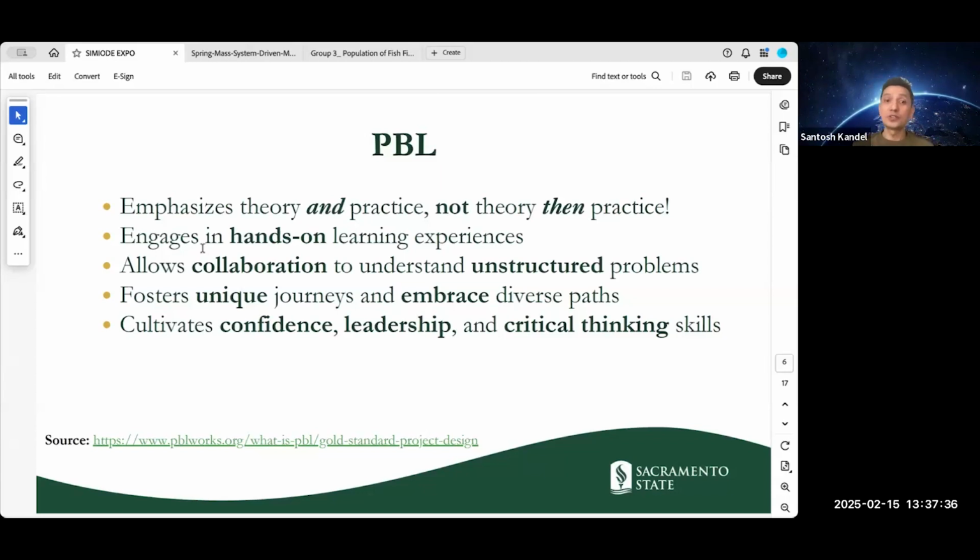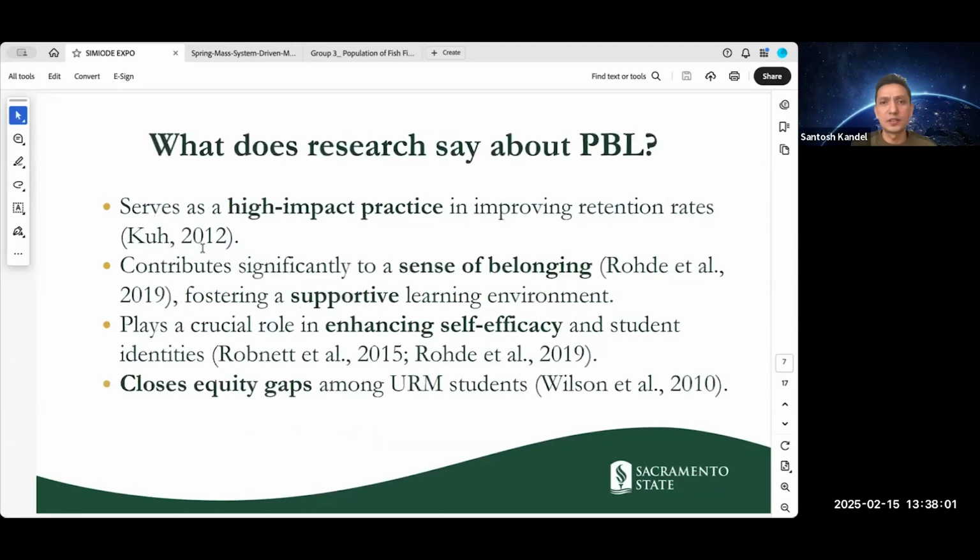Also it engages students in more hands-on learning experiences. Again, it has a lot of good things, encourages collaboration, helps people to understand unstructured problems, because in math, we are used to thinking about very structured stuff. And it has all good things, and on top of that, cultivates confidence, leadership, and critical thinking skills. So I think I learned, and I'm still learning. Okay, so I'm not an expert in project-based learning. I'm still learning about it, but there seems to be quite a bit of literature which has really good things to say about this.